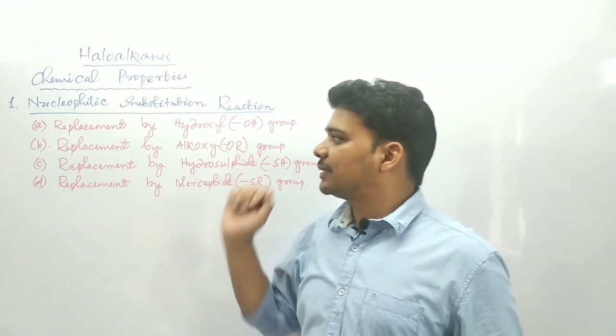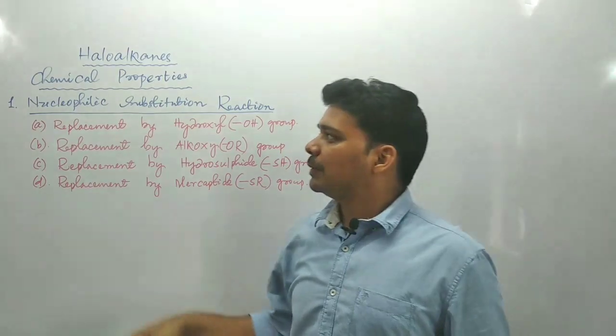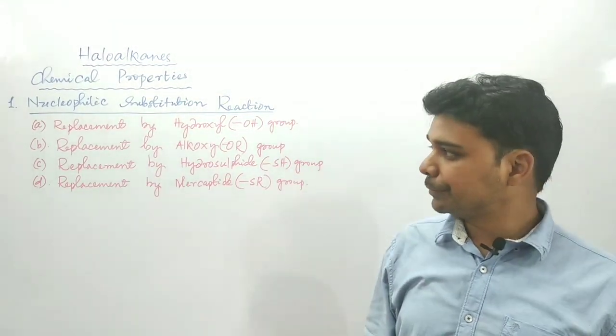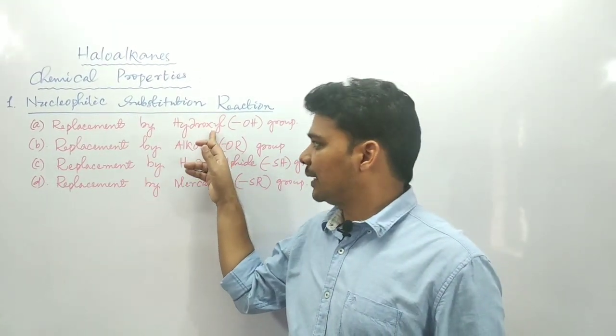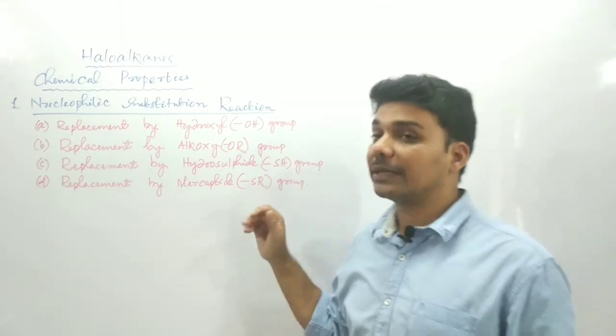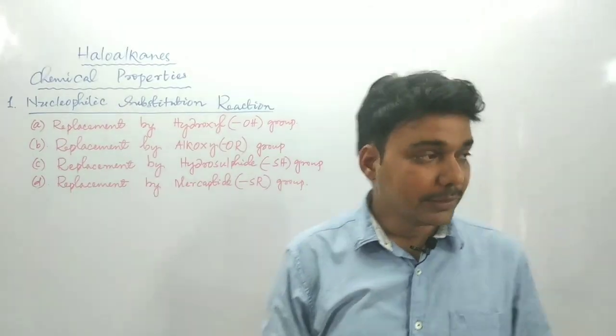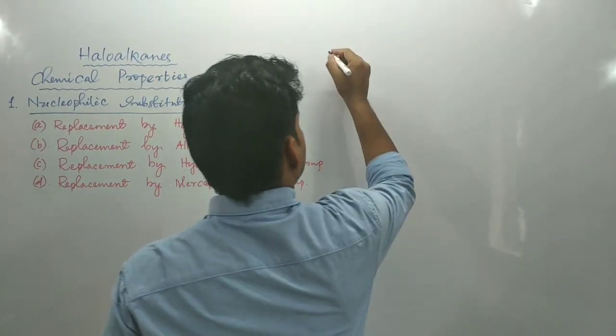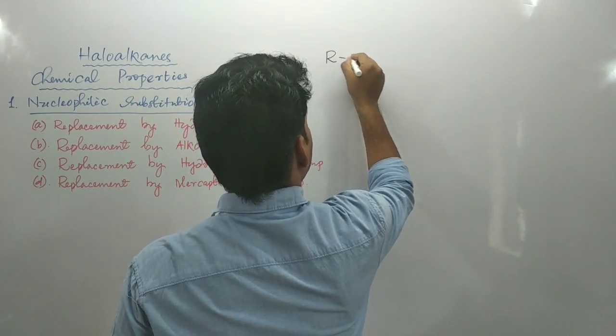We had discussed 4 different examples of nucleophilic substitution reaction where the nucleophiles were hydroxide ion, alkoxide ion, hydrosulfide ion and mercaptide ion. These were the various reactions that we have discussed so far.